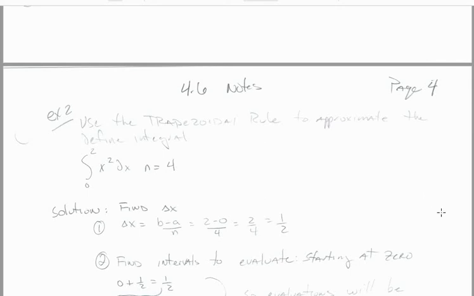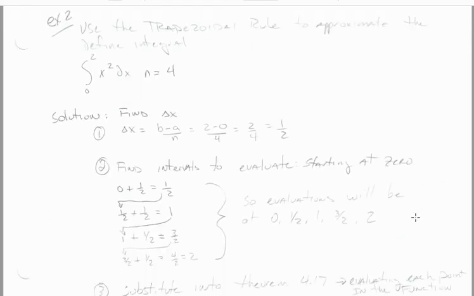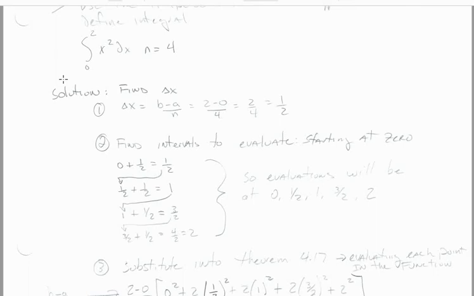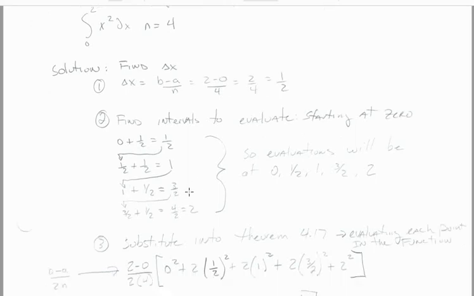First step, find delta x. So b minus a over n, so 2 minus 0 over 4, ends up yielding 1/2. We have to find the intervals that we're going to evaluate. So we're going to start at 0 because that's the lower limit on our integral. We take 0 plus 1/2, which gives us 1/2. Then 1/2 plus 1/2 gives us 1. Then 1 plus 1/2 gives us 3/2, right? And then 3/2 plus 1/2 gives us 2. So we're going to evaluate the trapezoid rule at 0, 1/2, 1, 3/2, and 2. Very simple on this problem here.